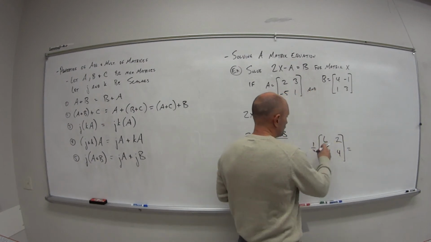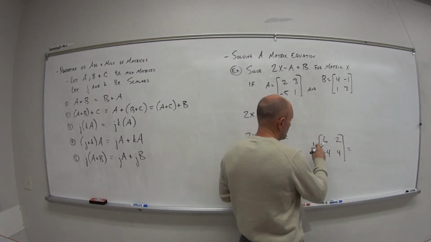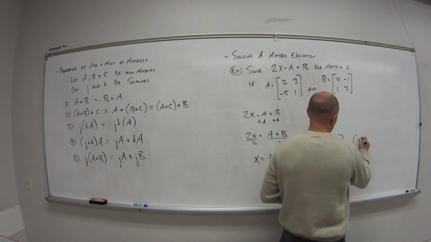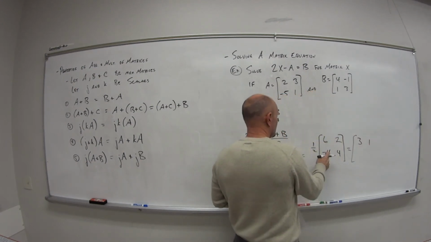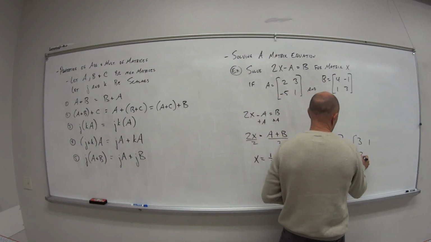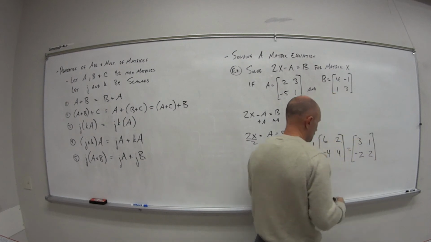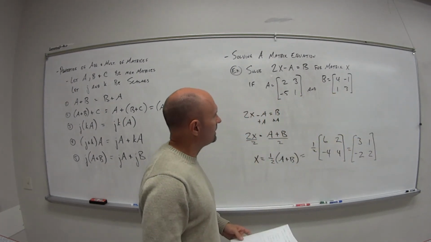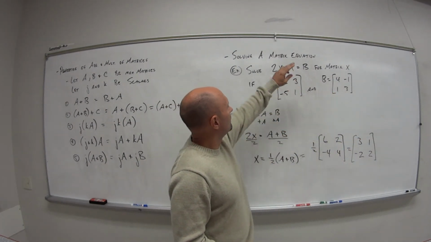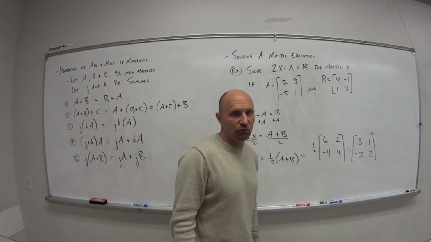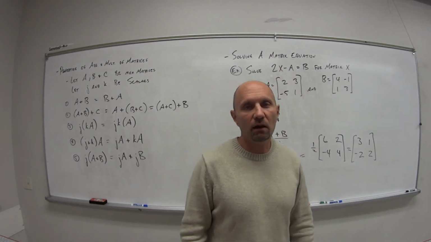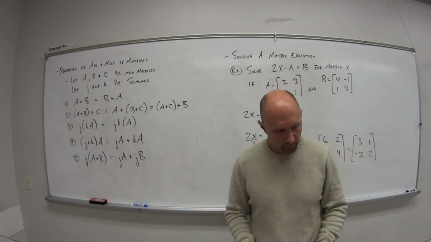So now distribute this half to every entry. 6 times a half, 3. 2 times a half, 1. Negative 4 times a half, negative 2. 4 times a half, positive 2. So that is the matrix X that, if I was to plug it into this equation, given that A and B are these two matrices, will give me an equal answer at the end.